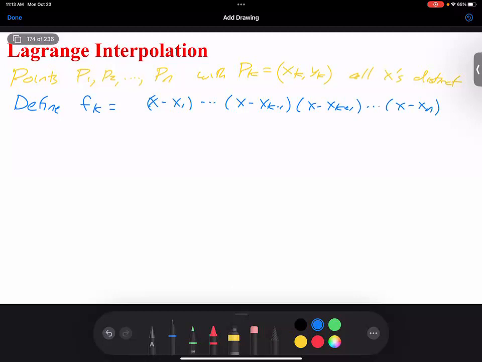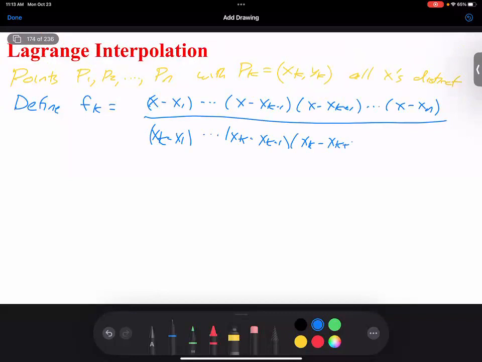So sometimes you might want better notation. You might want to write this as the product of all the (x minus xl) with l not equal to k. And now I'm going to divide it by (xk minus x1) dot dot dot (xk minus xk minus 1)(xk minus xk plus 1) dot dot dot (xk minus xn). And again, I could write this more concisely as the product, l goes from 1 to n, l does not equal k, of (x minus xl) over (xk minus xl). So this is a nice function.